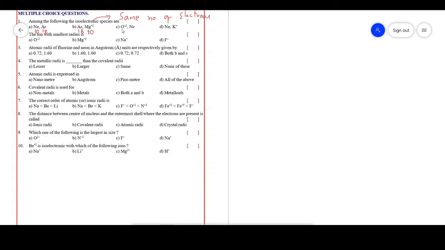Oxygen. Oxygen is having 8 electrons and this is the oxide ion. So we have to add 2 electrons. So 8 plus 2 is 10 electrons, and neon is also having 10 electrons. So this is the answer. So the correct answer for the first question is C.